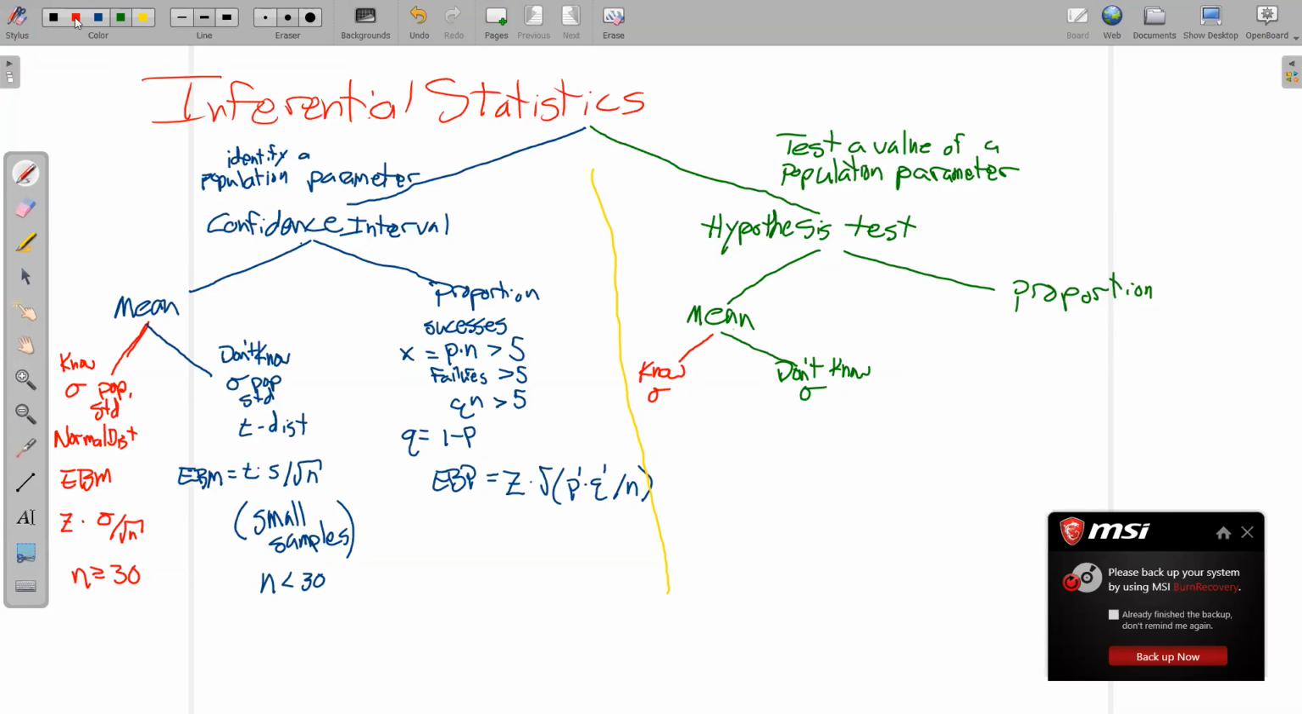Okay, so let's see, what else do we need to know here? If it's a hypothesis test, then we need to know the standard error, which is the standard deviation of the sampling distribution. I guess that's the main thing we need to know there. Standard error, SE, and that would just be sigma over the square root of n. And we're using a normal distribution.